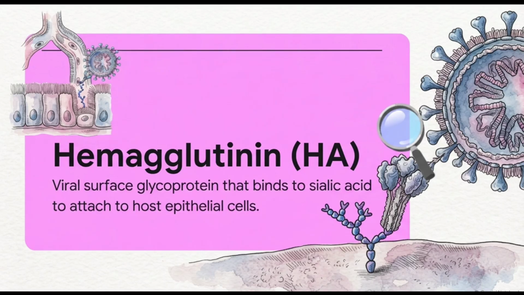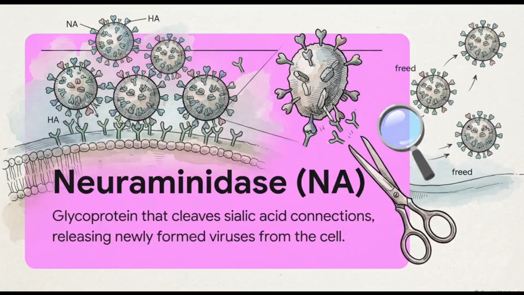And the absolute most vital tool in its whole arsenal? That's hemagglutinin, or HA. You can think of HA as the ultimate biochemical lockpick. This surface glycoprotein specifically hunts down and binds to sialic acid residues on our host epithelial cells, especially in our upper respiratory tract. It's literally the glue that forces the door open so the virus can get inside. But, getting in is really only half the battle. The virus also needs an escape plan.